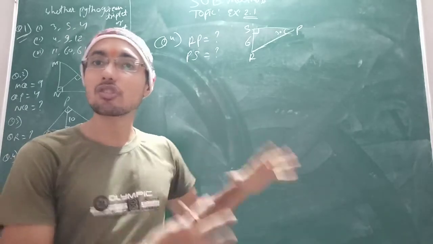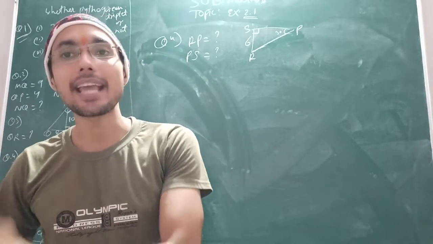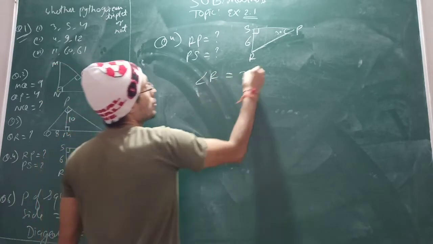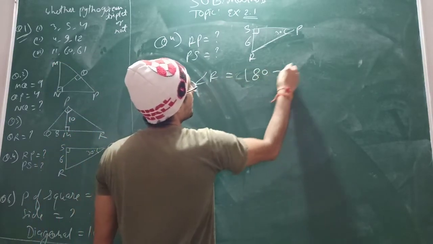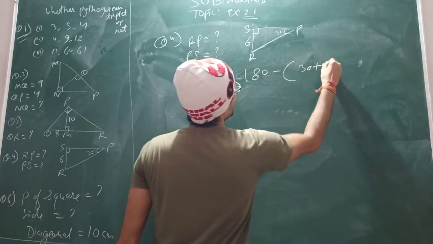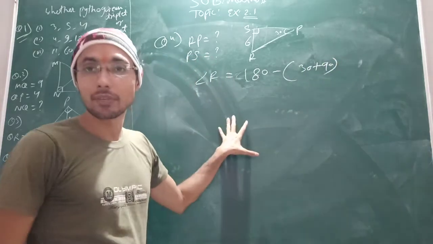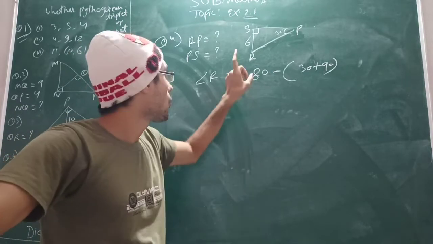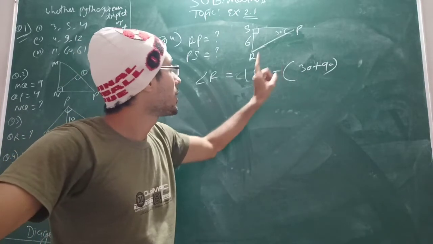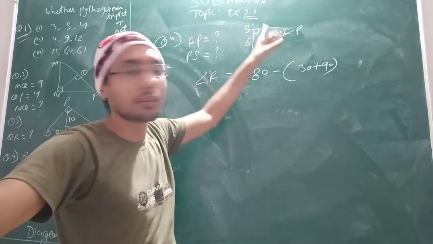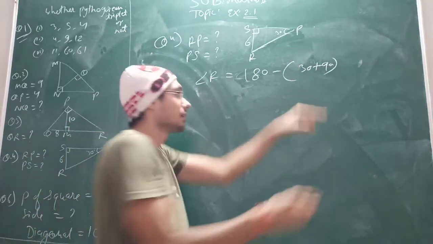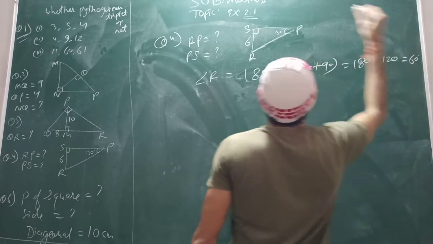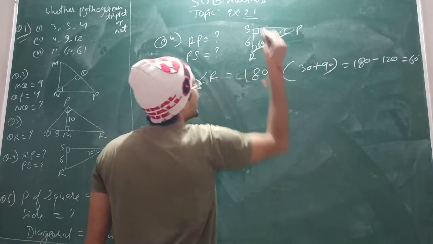Then you can write this triangle is a 30, 60, 90 degree angles triangle. So angle R is equal to 180 minus (30 plus 90). Like this you can solve. As you know, the measure of all the angles of a triangle is 180. So subtract from 180 whatever values are given. So that is 120. So 180 minus 120 is equal to 60. Now we can write over here 60 degree.